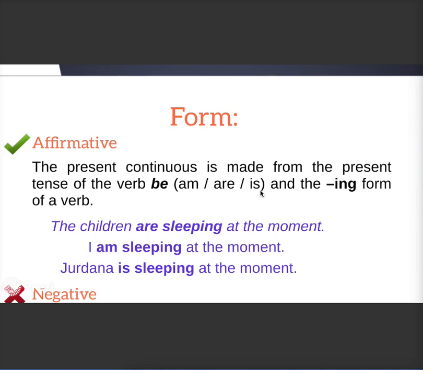Si por ejemplo ustedes tienen un ejercicio y les dicen escríbelo en continuo y tienes el verbo to be entre paréntesis, entonces no vas a poner I be, she be, no señores. I am, she is, we are, okay? And the ing form of the verb. The ing form is just adding ing at the end.